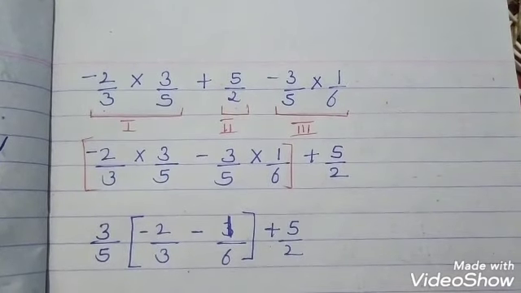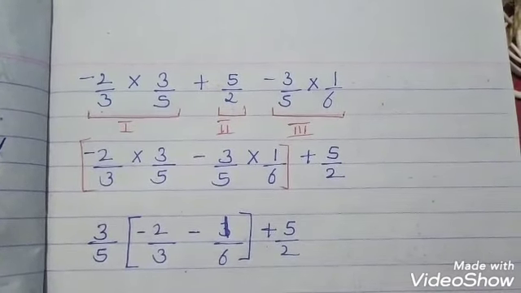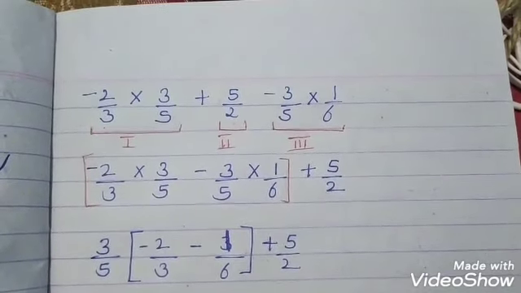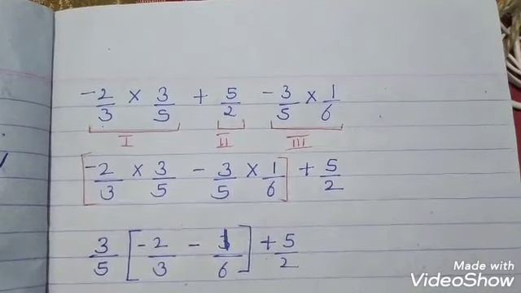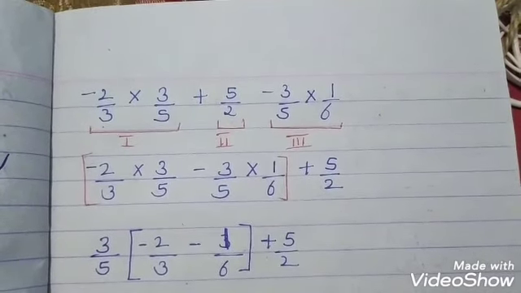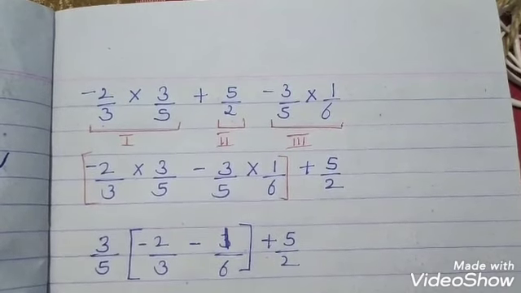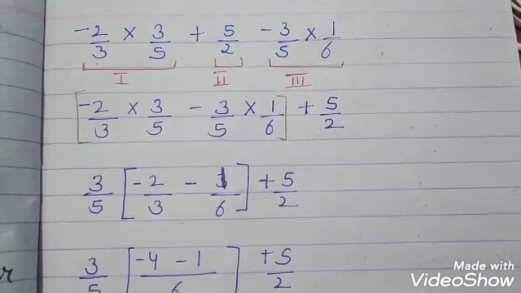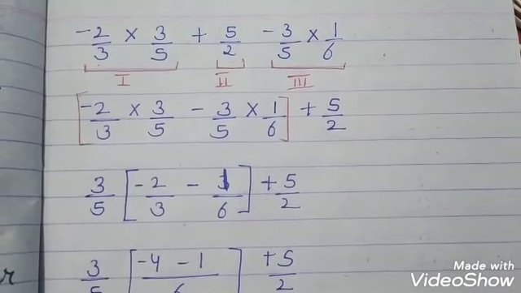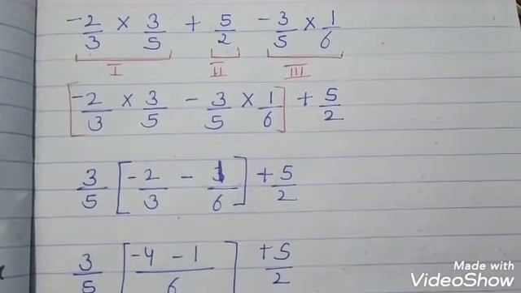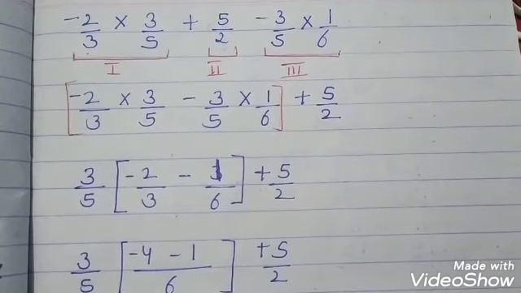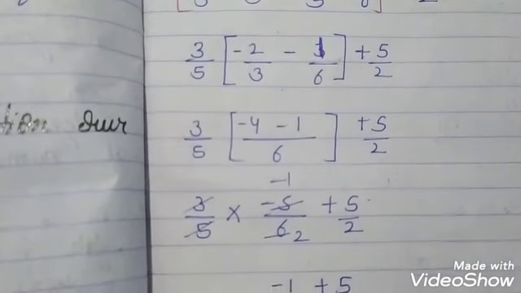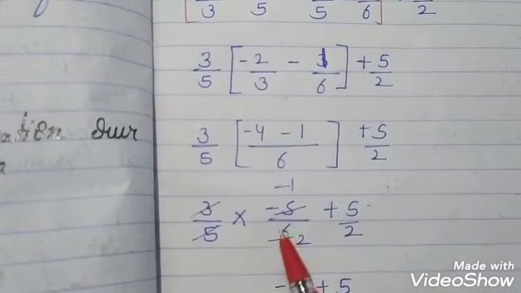Now, 3 upon 5 is a common rational number in the first and third terms. So we keep them together in a bracket and take common 3 upon 5 from the first and third terms. Now 3 upon 5 is outside the bracket and minus 2 upon 3 minus 1 upon 6 is inside the bracket. First we solve this bracket, so take LCM of 3 and 6, that is 6. And after solving the bracket, we get minus 5 upon 6.